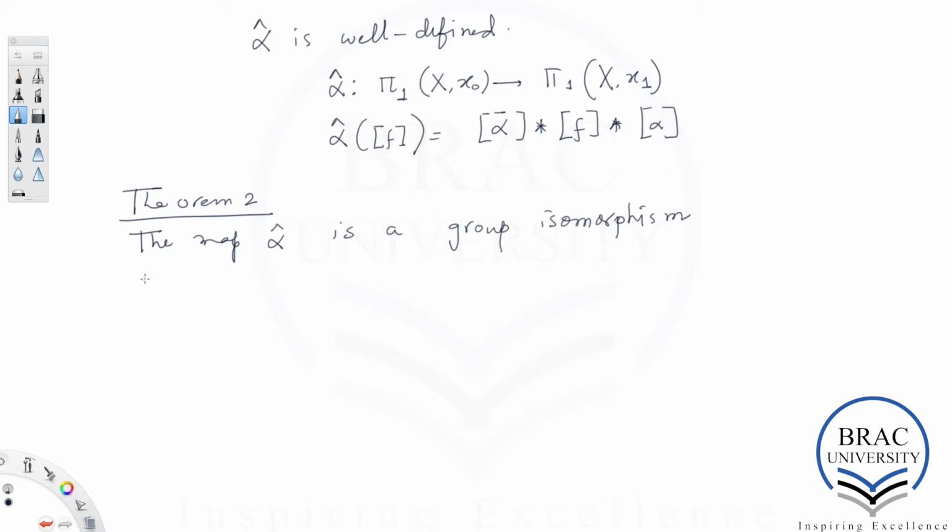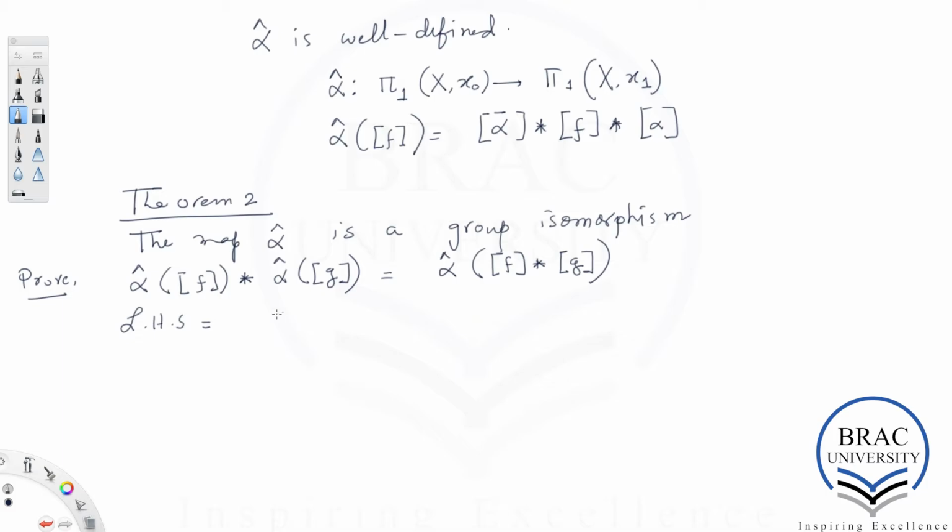So this is what we want to prove. We want to prove that alpha hat of F star alpha hat of G is equal to alpha hat of F star G. Then we are done proving that it's a group homomorphism. So let's start with the left hand side, which is alpha hat of F star alpha hat of G.